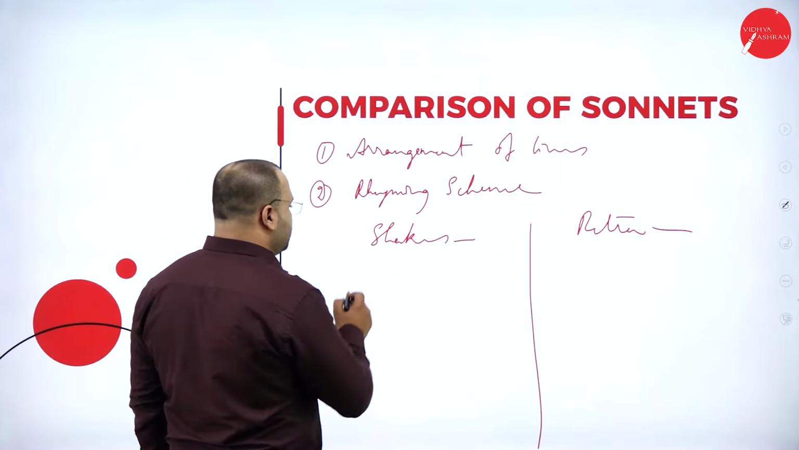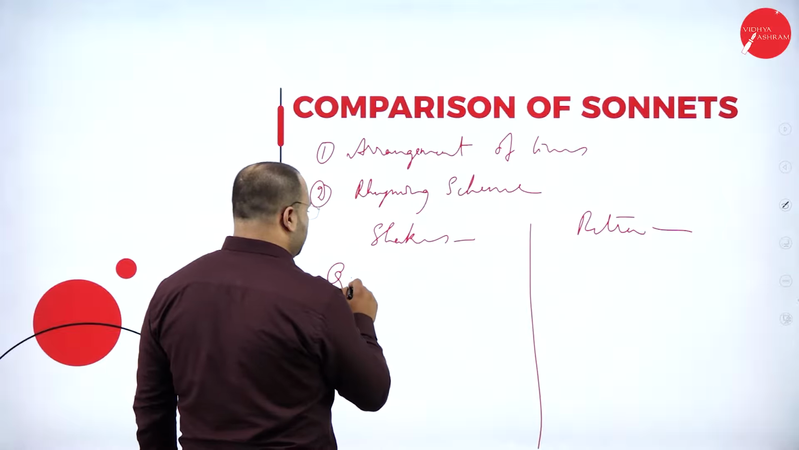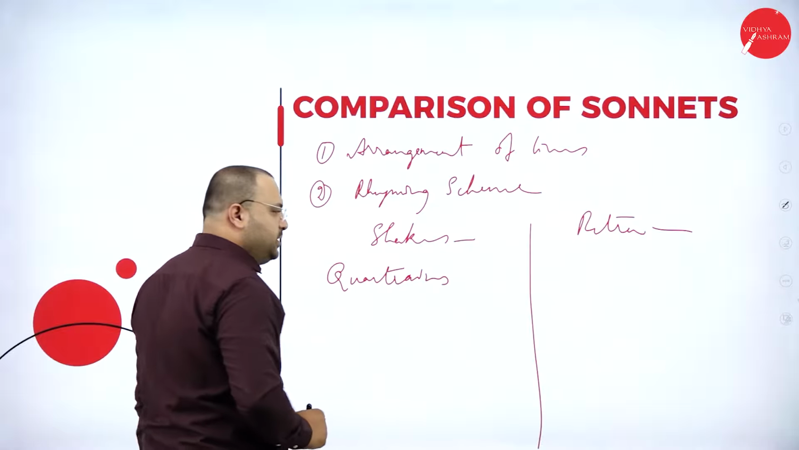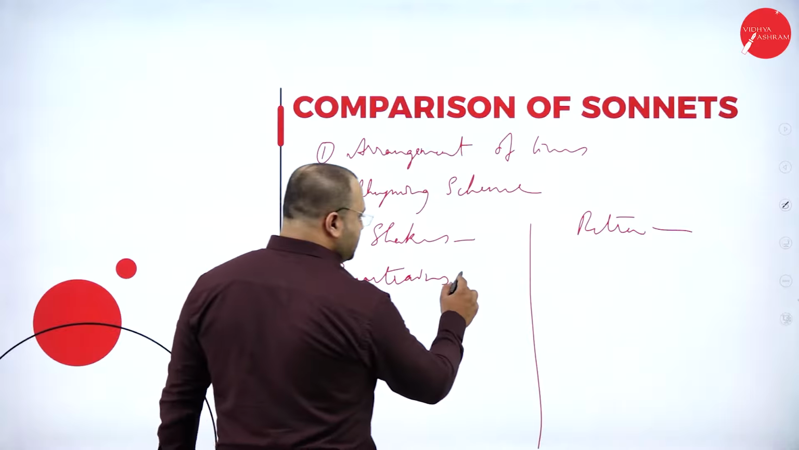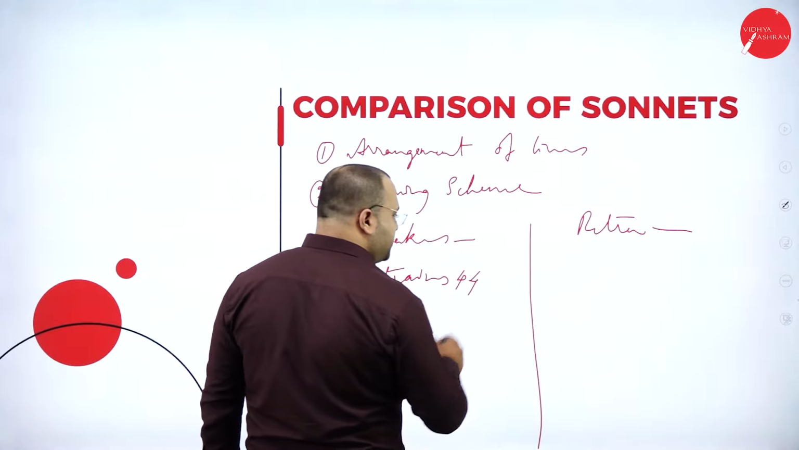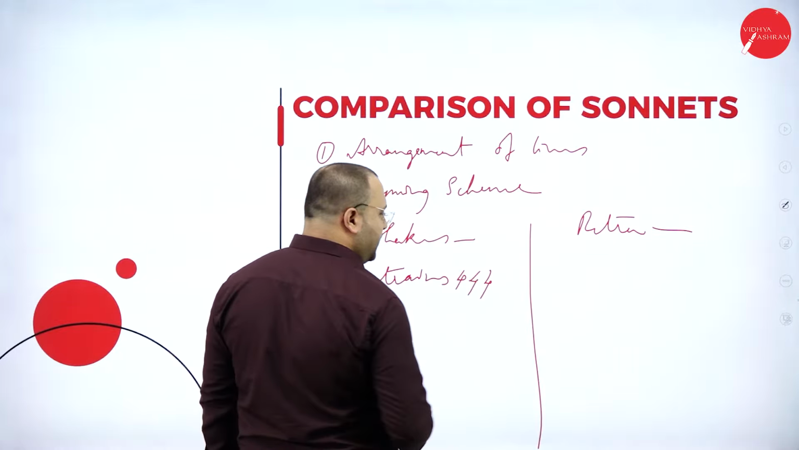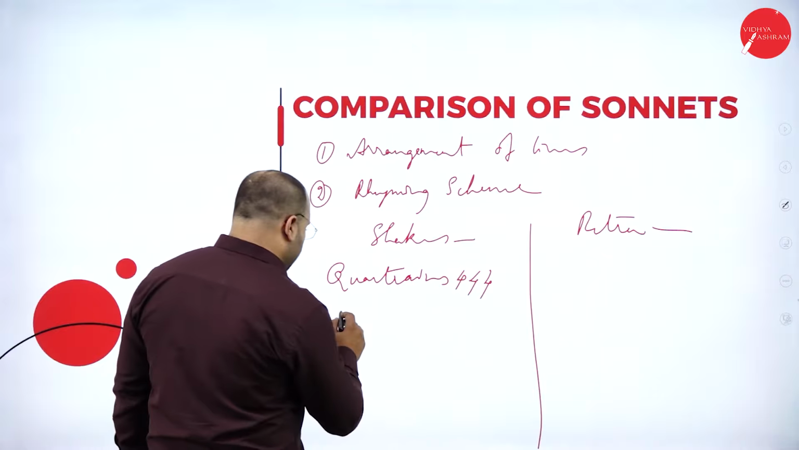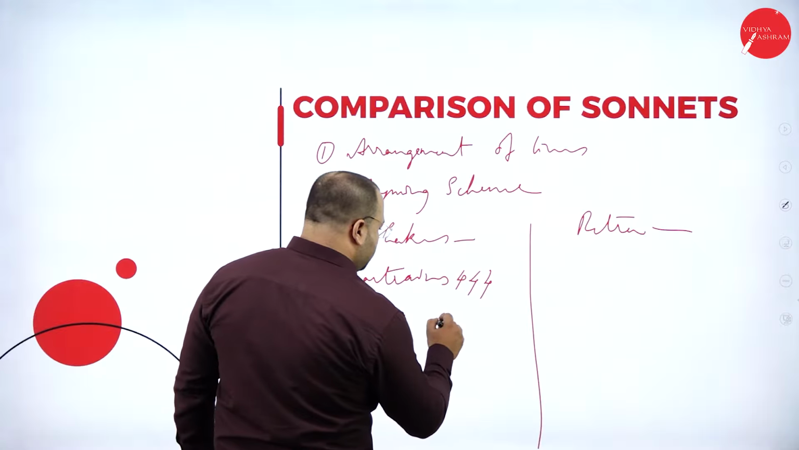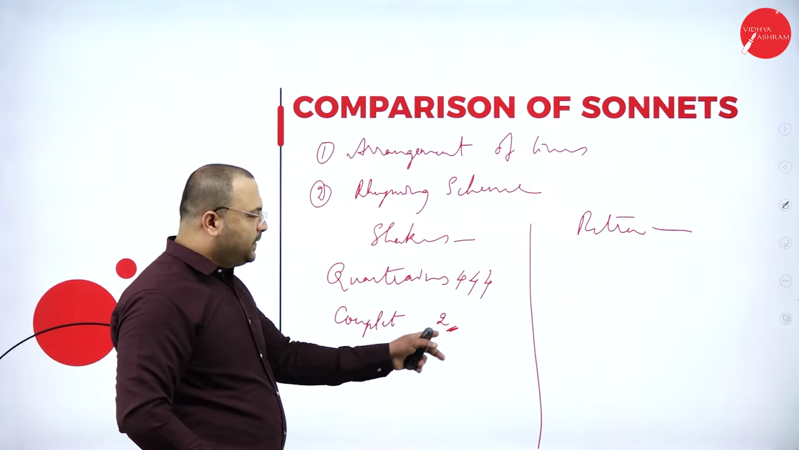In Shakespeare sonnets, you have quatrains. What are these quatrains? So you have 4 lines grouped into quatrain 1, other 4 lines quatrain 2, other 4 lines quatrain 3. And you have a couplet. That means 2 lines grouped. 4 3s are 12 plus 2, 14.